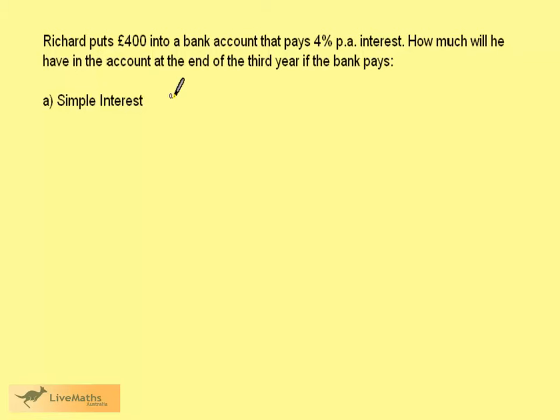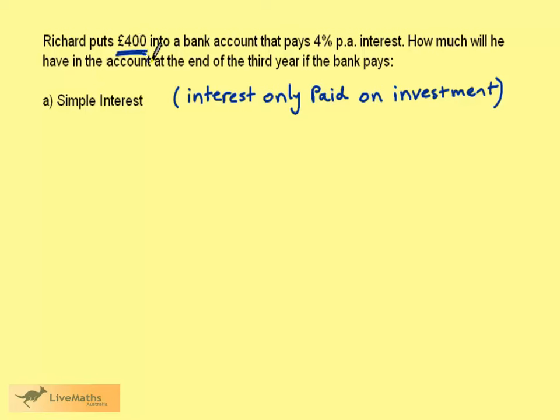There are two types of interest, simple interest and compound interest. With simple interest, interest is only paid on the original capital amount invested. So in this case, the interest would only be paid on the original £400 which Richard put into the account. Since this is the case, there will be the same amount of interest paid each year.